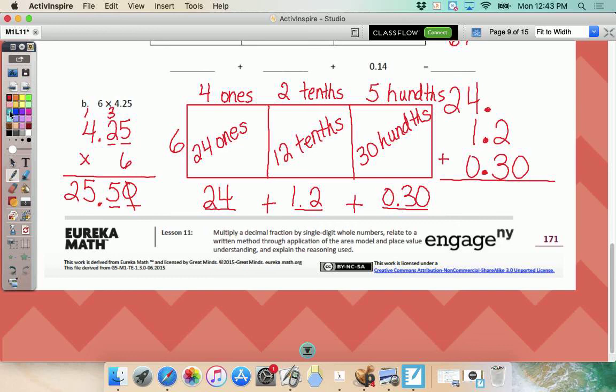Now, I'm going to change the color of my pen and show you that I have to fill in with several zeros to get this all lined up, which you probably already did, and I bet we're going to get 25.50. Yeah. Now, here's what I want you to remember. Adding and subtracting decimals, you line them up. Multiplying decimals, you count the digits behind the decimal. Okay? That's a difference.